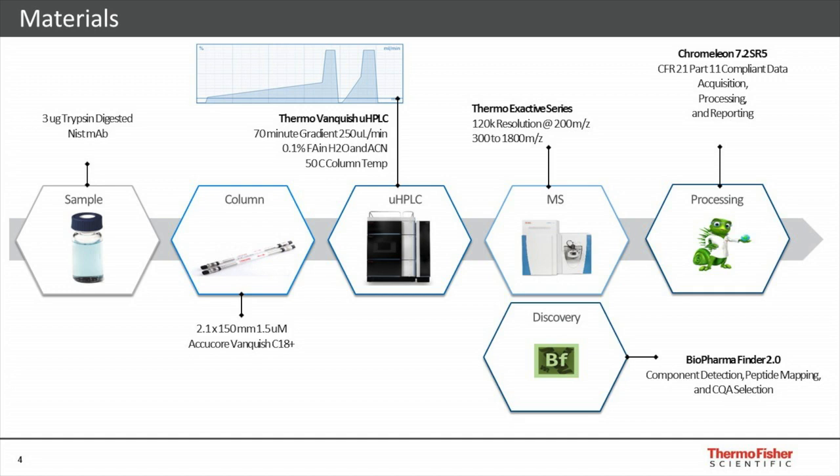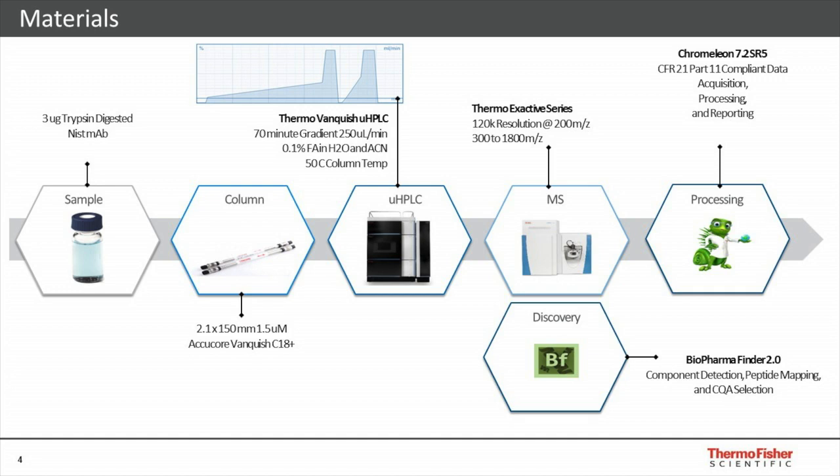There's a discovery phase. This is done in BioPharma Finder. This answers the question, what should I be interested in? What should I be looking for? Somebody asked me a couple of weeks ago to find any sequence variants. This is a molecule that I'm not familiar with. I have no idea what sequence variants could be there or will be there. So I used BioPharma Finder to look at the peptide map and identify anything that's a sequence variant from the sequence that they provided.